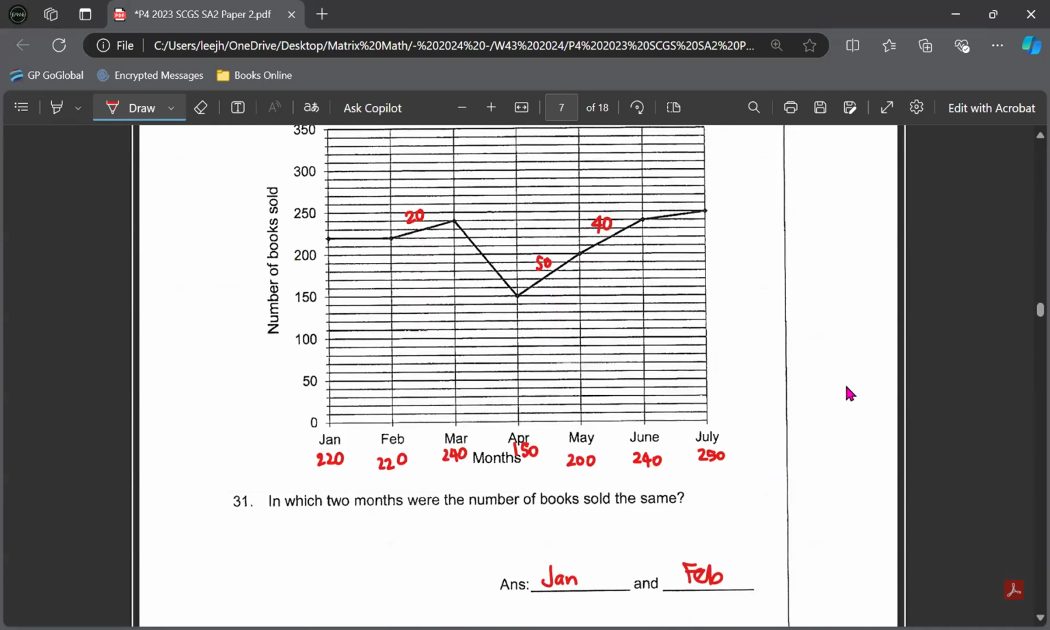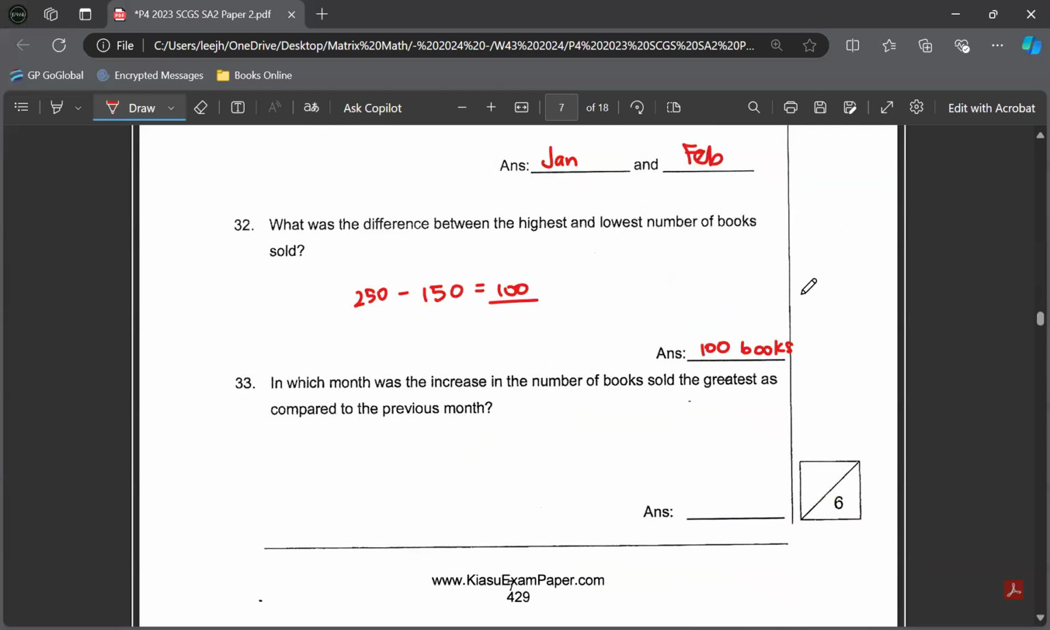So your answer is actually May. Because when you compare, the greatest increase is in May. So your answer is May, because it's 50, right? Increase of 50.